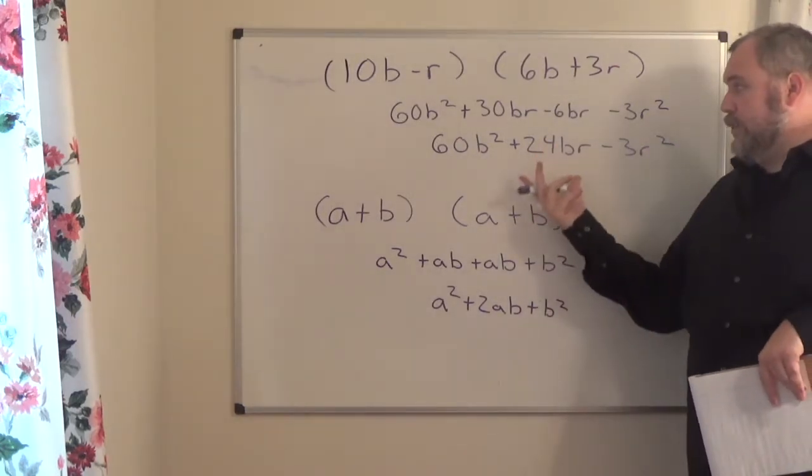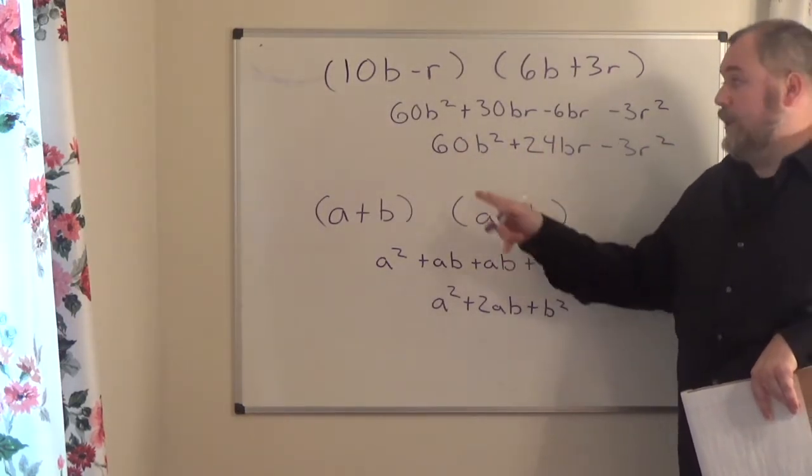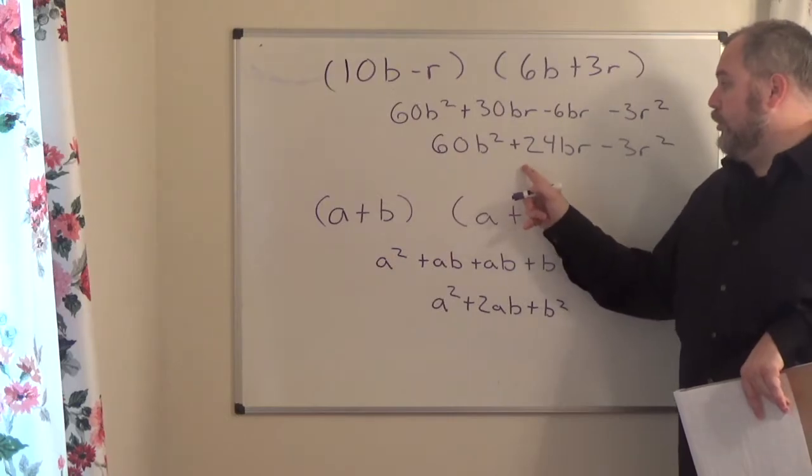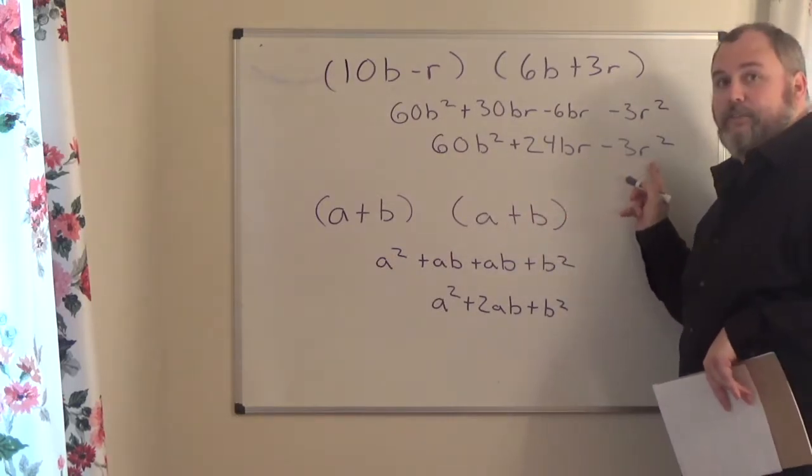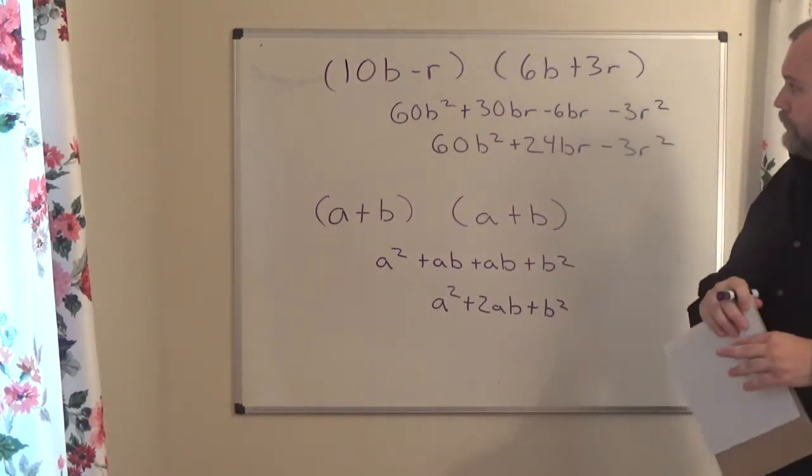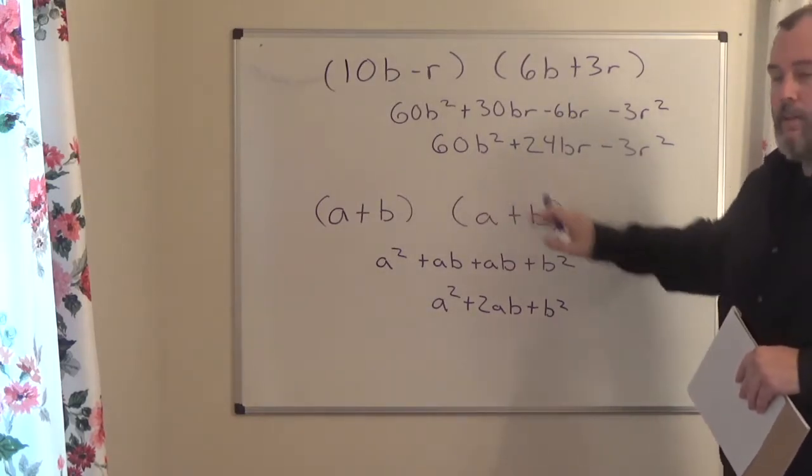Combine the like terms that you found in the middle. Ultimately, your final answer should have been 60b squared plus 24br minus 3r squared. And that would have been everything here.